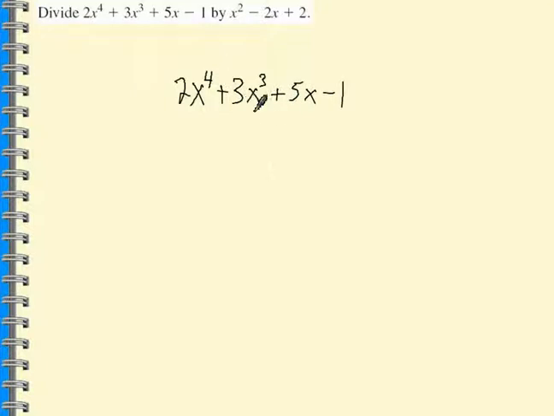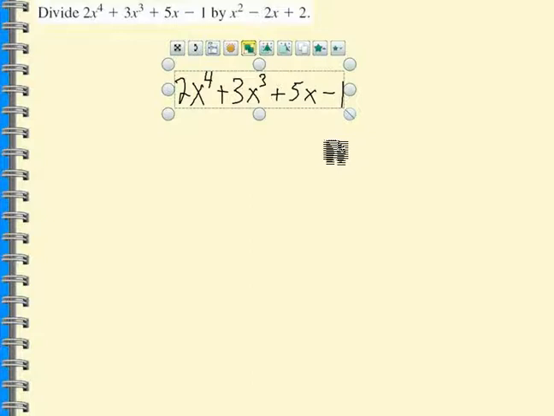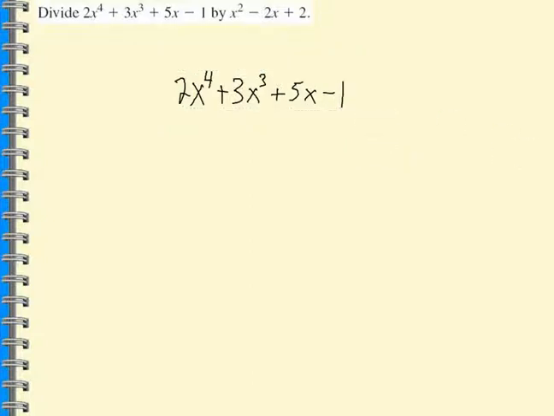Now, here's one little thing that we need to do here. We need to take this piece right here, and we need to, here, let me fix that. We need to erase this, and we need to add in a 0x squared. Now, why do we need to add that in? Well, we have to have a placeholder. We can't just go from x to the fourth and then x to the third all the way down to x. We need to have that 0x squared in there. All right, and it'll make sense once we get into the division here.